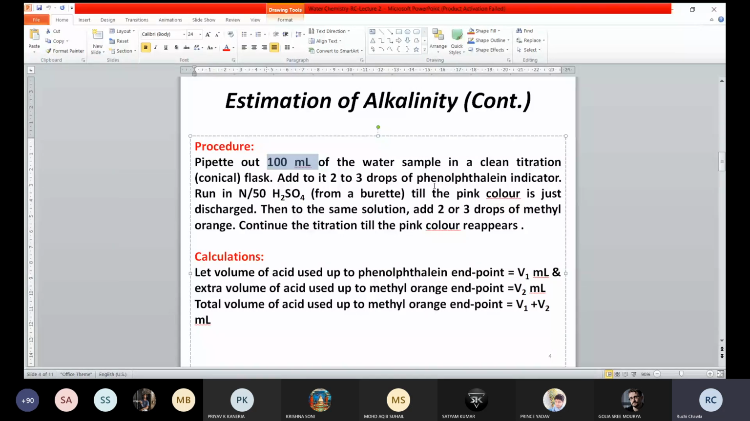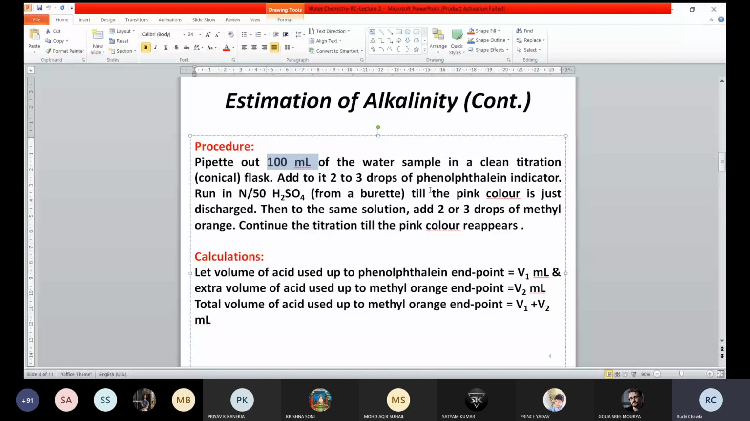I showed you the two pH values of the two indicators. For phenolphthalein, the endpoint lies somewhere around 8.3, and for methyl orange, it lies around 4.3. So if you are starting from 11 pH and adding acid, which pH will you come across first? 8.3, that is phenolphthalein. So that is why phenolphthalein is being added first.